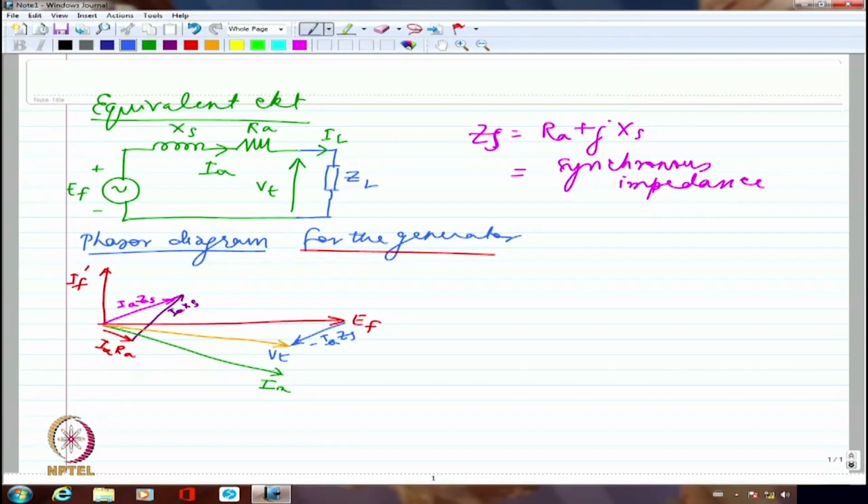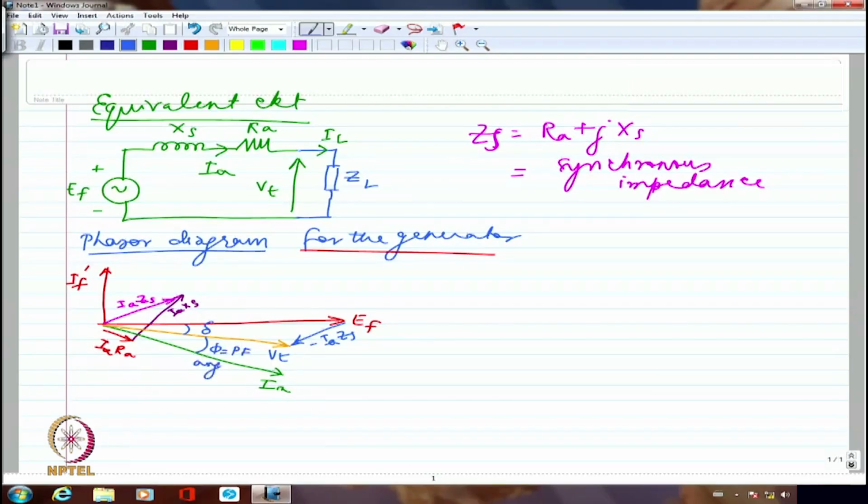So now if I look at it, between EF and VT, there is an angle of delta. I call this delta. This is a very, very significant parameter in the case of a synchronous machine. And I am going to have this as the power factor angle.